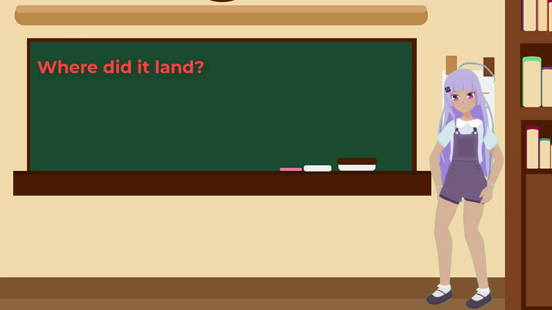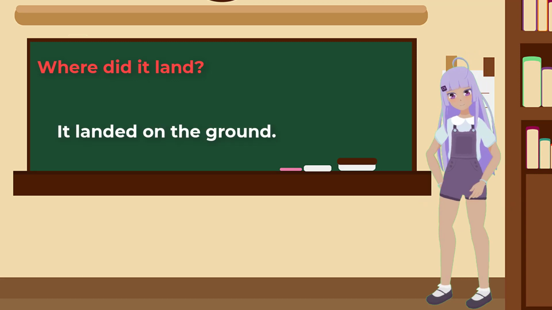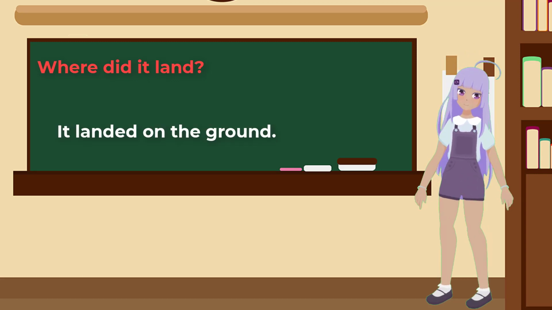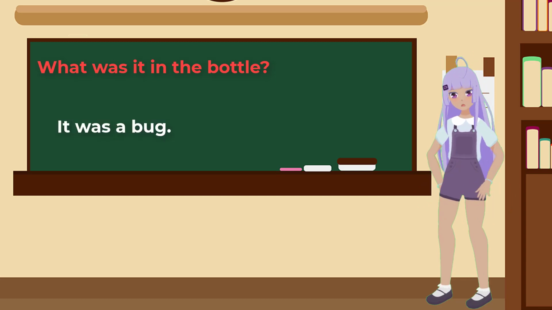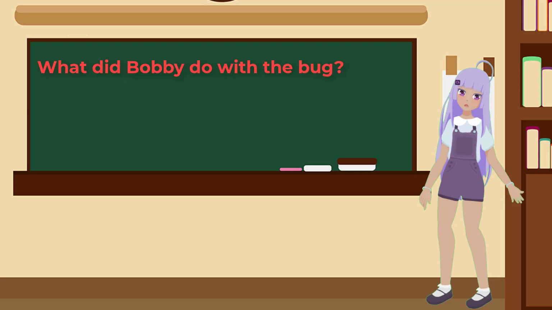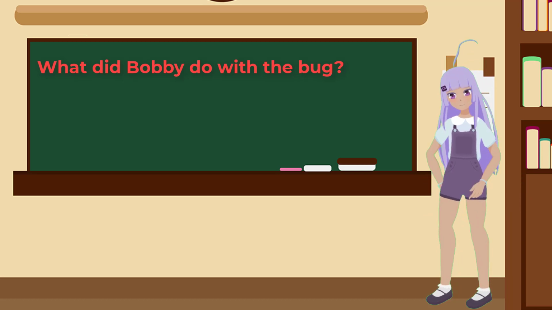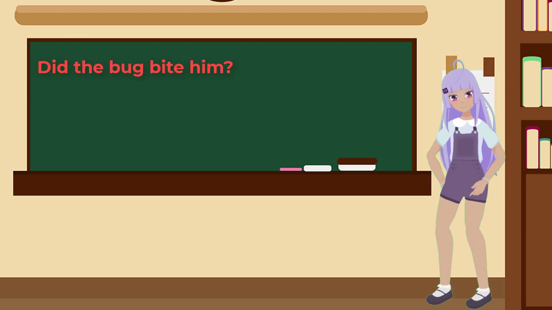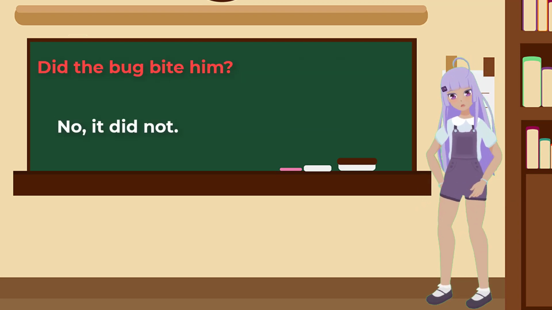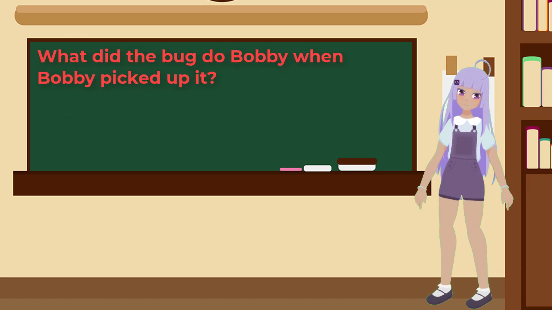Where did it land? It landed on the ground. What was it in the bottle? It was a bug. What did Bobby do with the bug? Bobby picked up the bug and looked at it. Did the bug bite him? No, it did not. What did the bug do when Bobby picked it up?